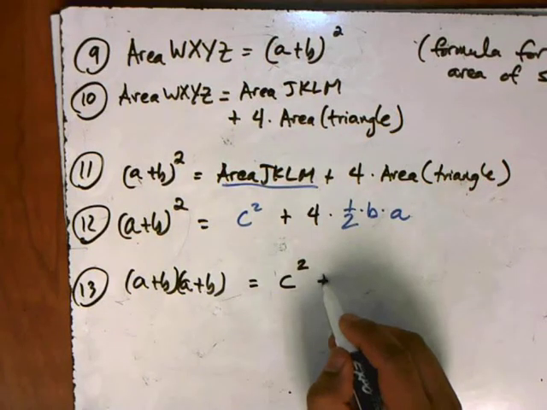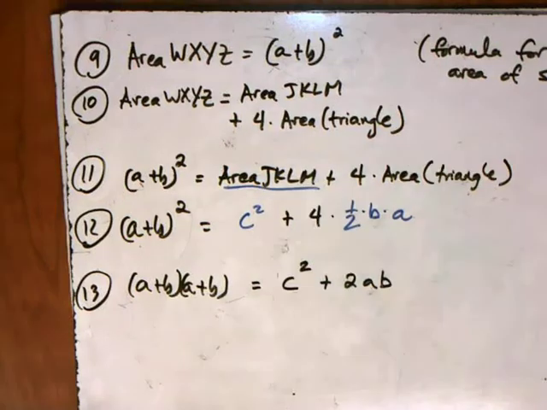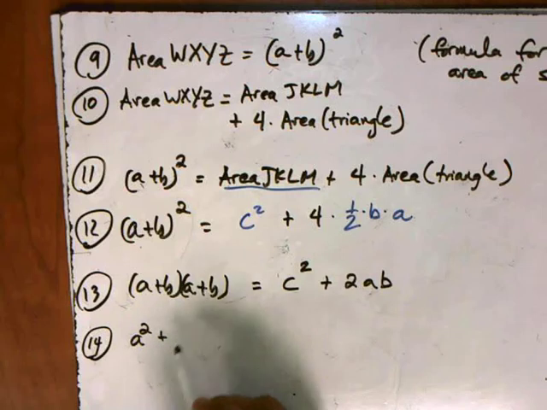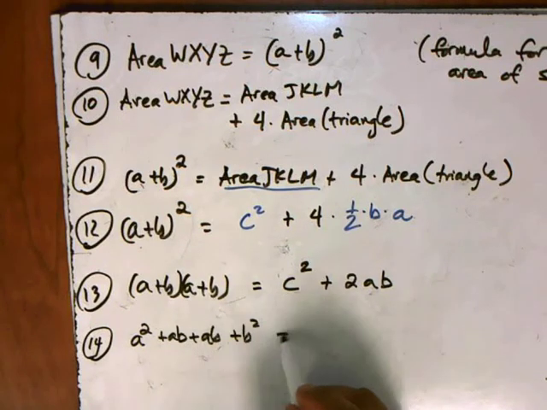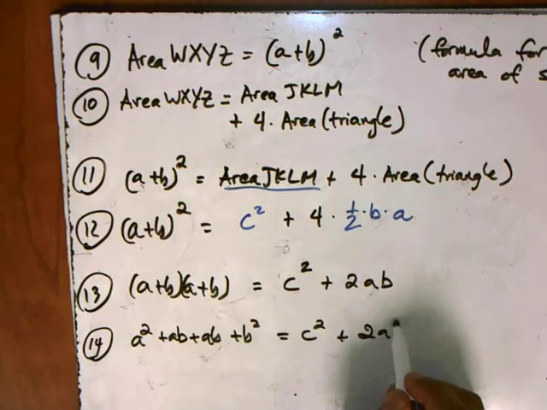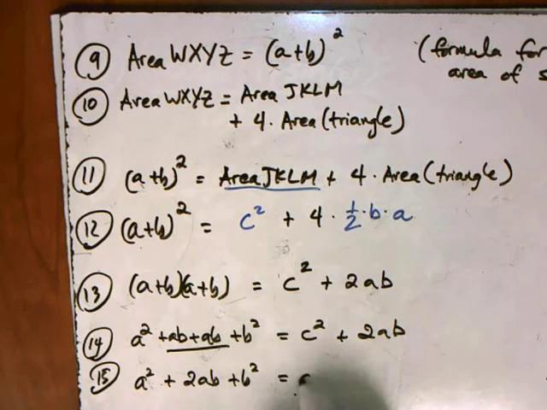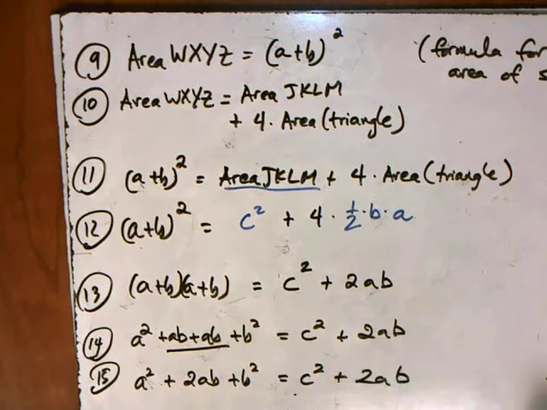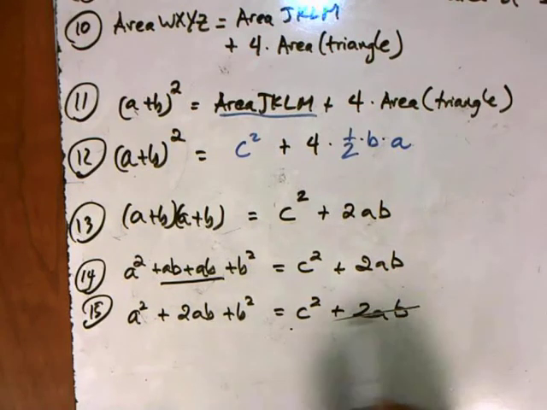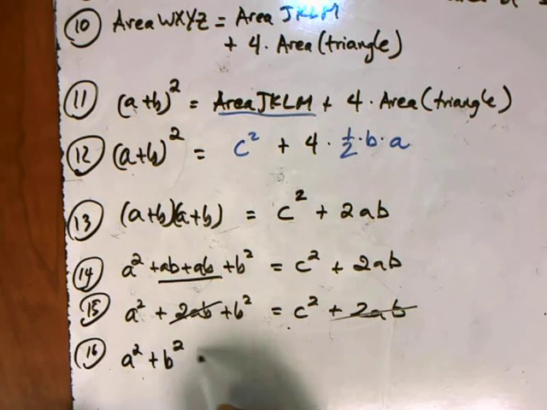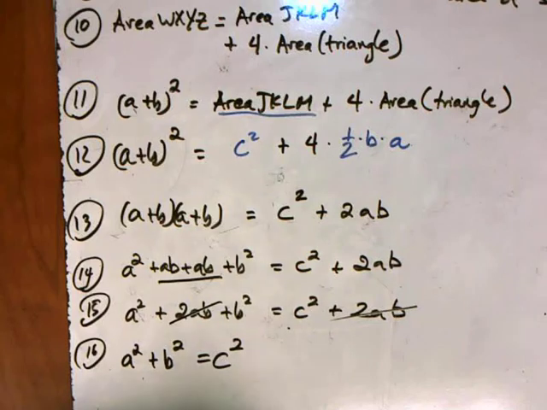This is c squared plus 2ab. We've got to FOIL this, so this gives us a squared plus ab plus ab plus b squared equals c squared plus 2ab. These two terms combine, and you have a squared plus 2ab plus b squared equals what we have on the right hand side. And you can see that we can subtract 2ab from both sides, which leaves us with a squared plus b squared equals c squared. And there we have it.